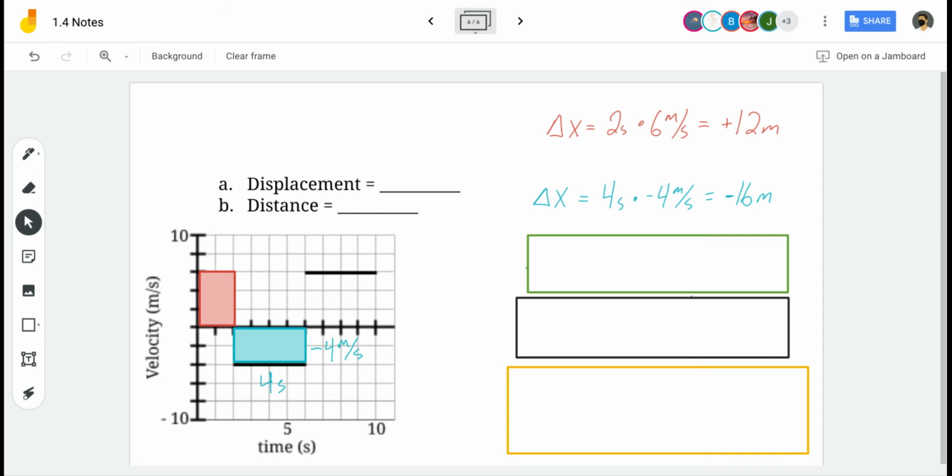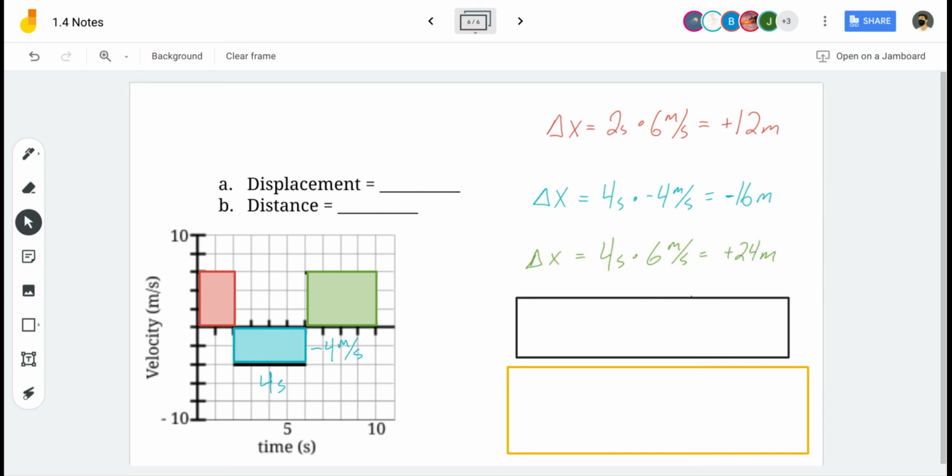Questions about that? So then our last rectangle would have to be up there. It's got a base of 4 seconds and a height of positive 6 meters per second, and when we multiply that, we get a positive 24 meters.